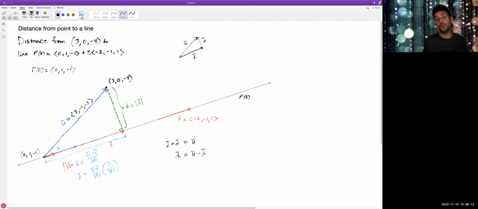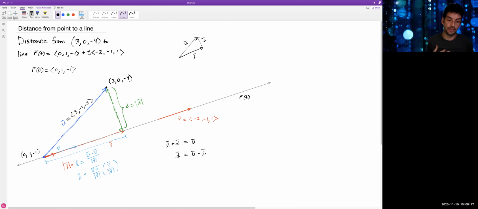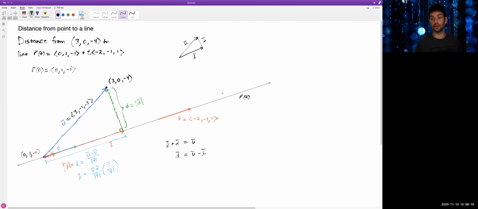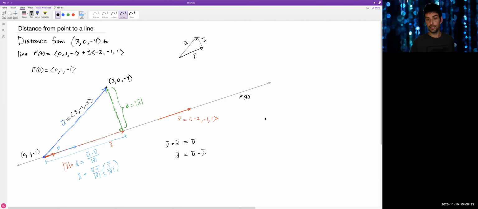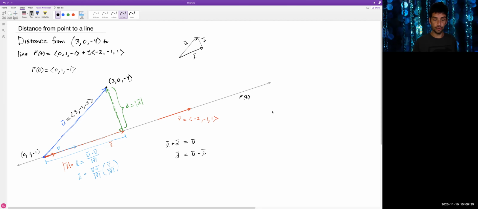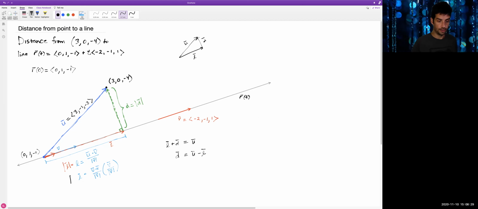Once we have d, we can find the magnitude of d, which is what we were looking for all along. So let's go ahead and finish this up. If we've got u, to find L, here is our formula for L. Let's work out what L is.